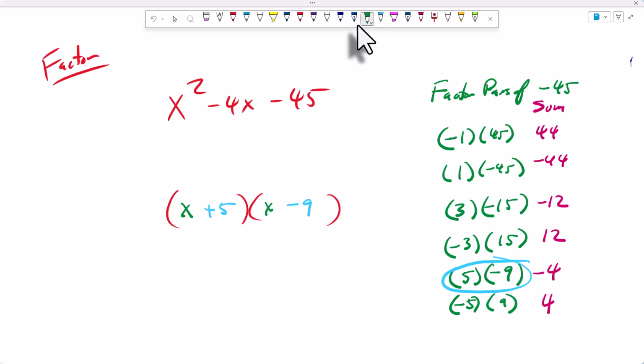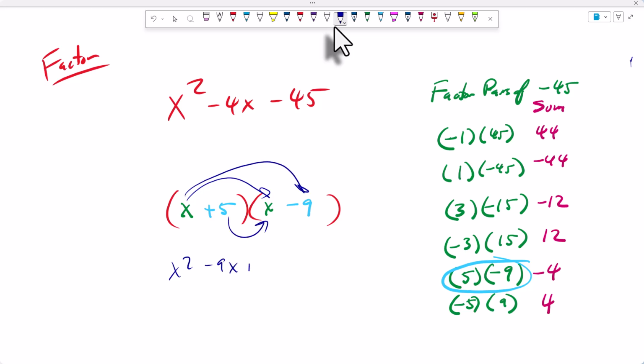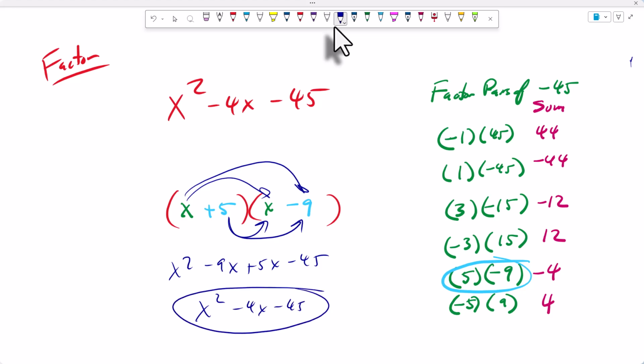We can check. How can we check that we got it right? We multiply it out. X squared minus 9x plus 5x minus 45. Sure enough, we get that. So indeed, this is our factored form.